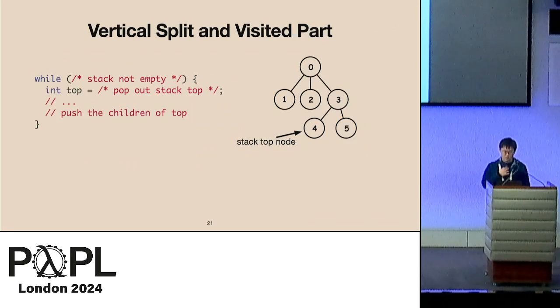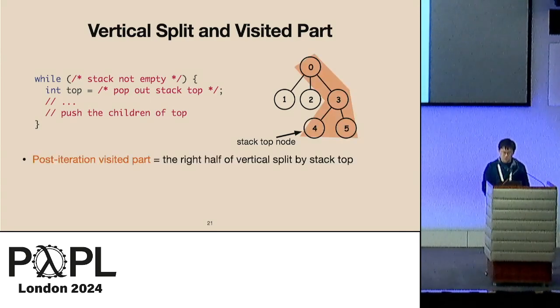Now we take a second look at the while loop in non-recursive traversal. Assume that we are doing non-recursive traversal on the tree, and currently the stack top node is node 4. Then an interesting coincidence is that the post-iteration visited part, which means the visited part after the current iteration, is exactly the right half of vertical split by node 4.